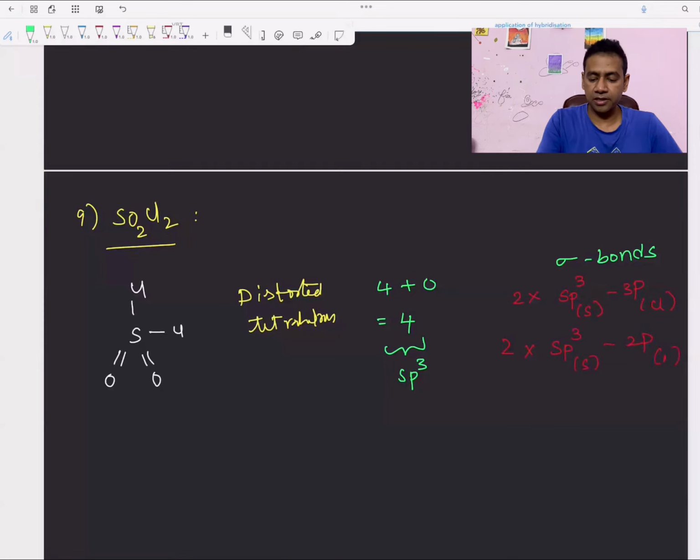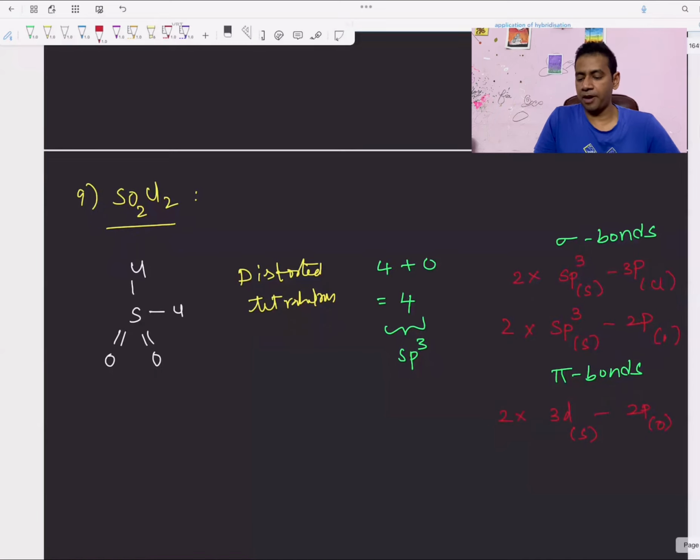And apart from that, we have 2 pi bonds, each pi bond is with 1 oxygen. As sulfur is sp3, any pi bond must come from d orbital overlap. So this is the 3d orbital of sulfur overlapping with the 2p orbital of oxygen, and therefore we get a d pi p pi bond. Here we got 2 d pi p pi bonds.